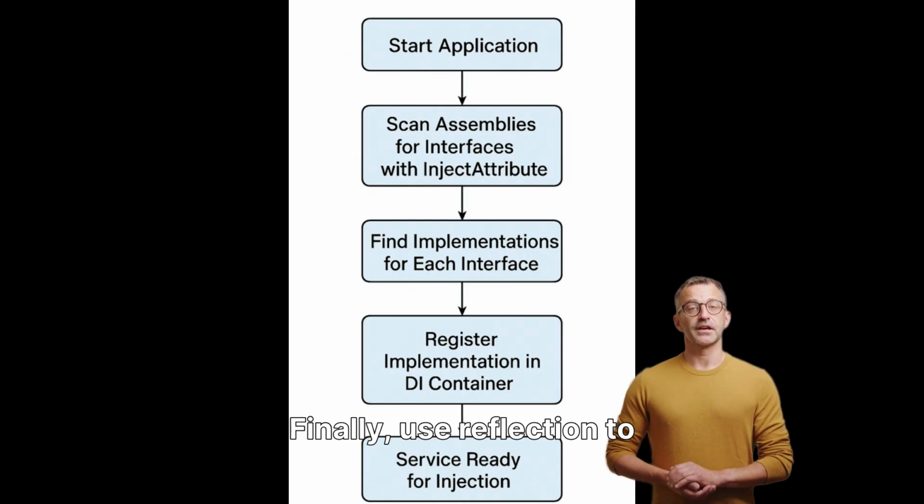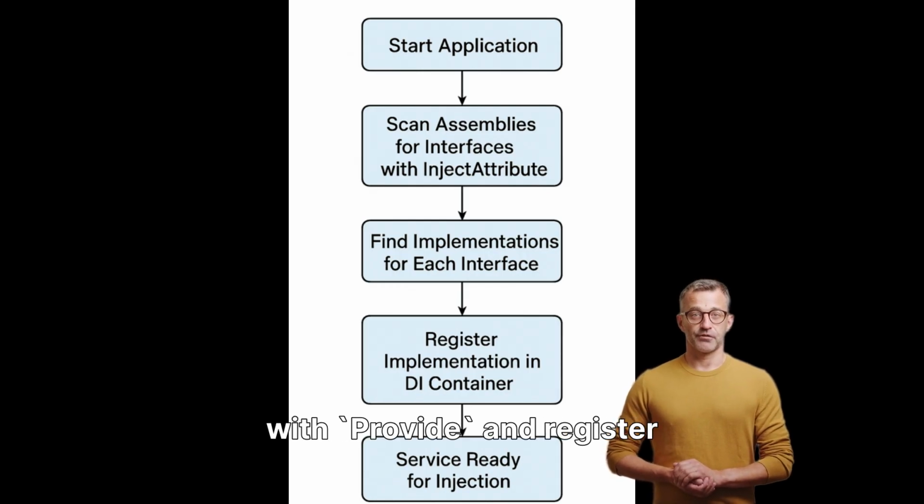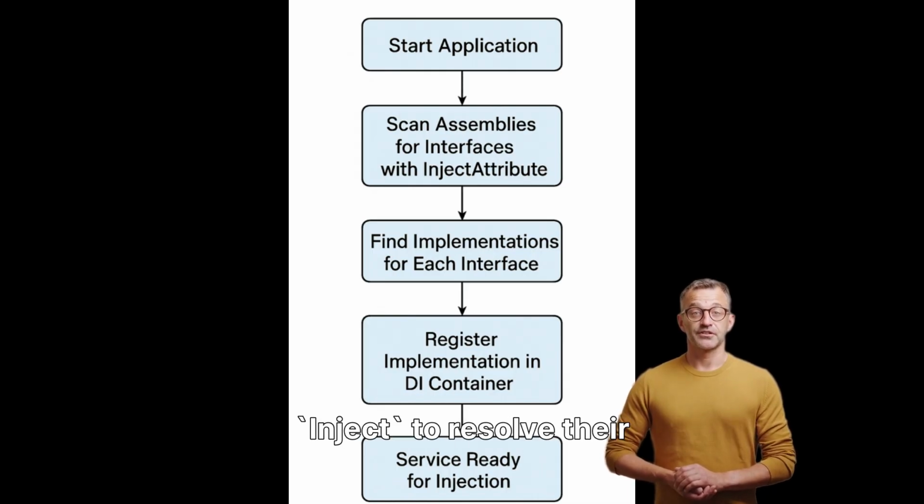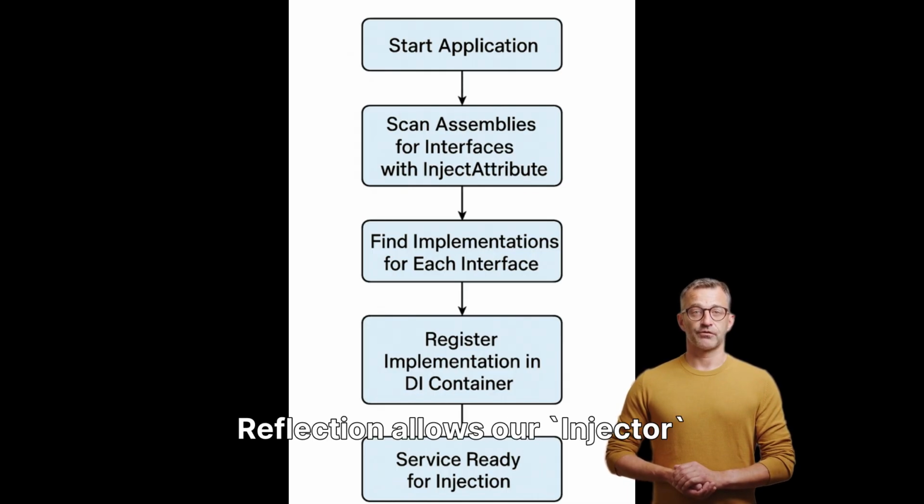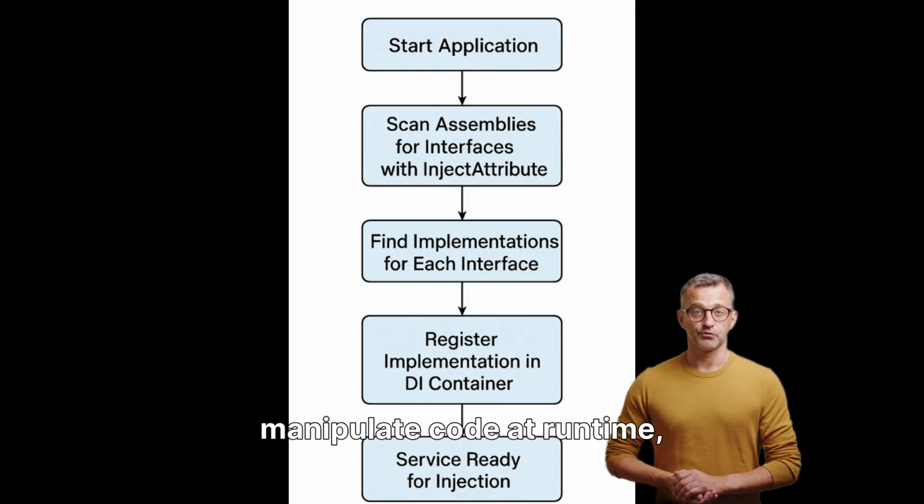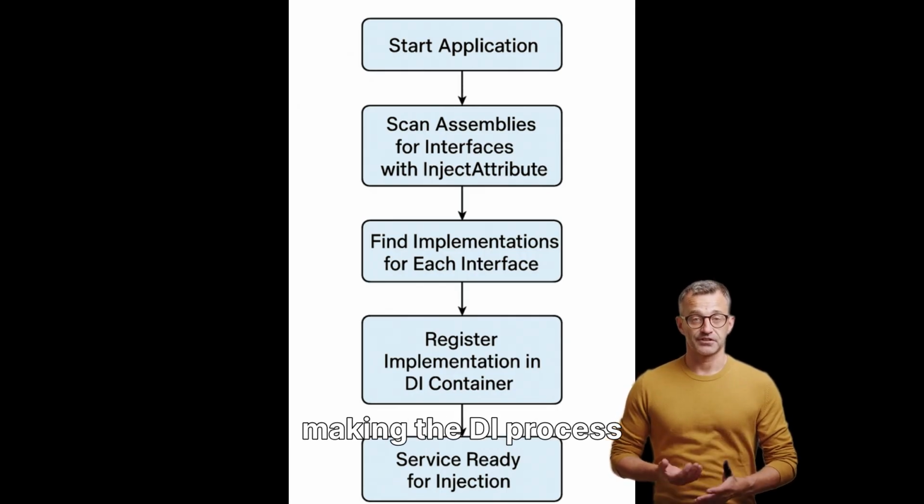Finally, use reflection to find all methods marked with Provide and register them. Then find fields and methods marked with Inject to resolve their dependencies. Reflection allows our injector to dynamically inspect and manipulate code at runtime, making the DI process automatic.